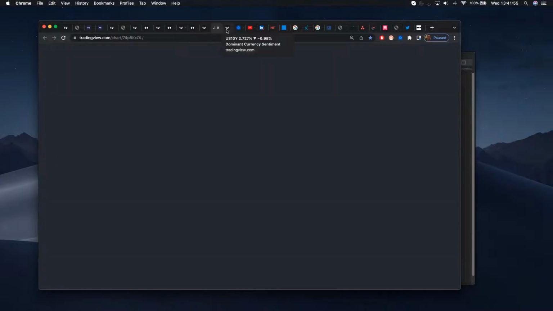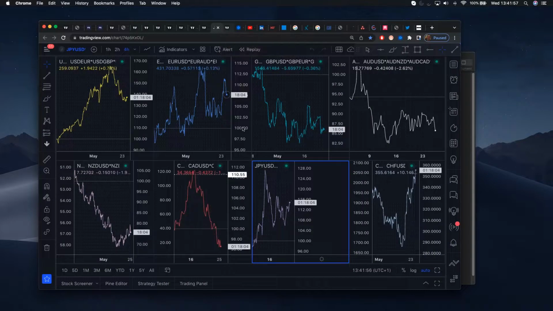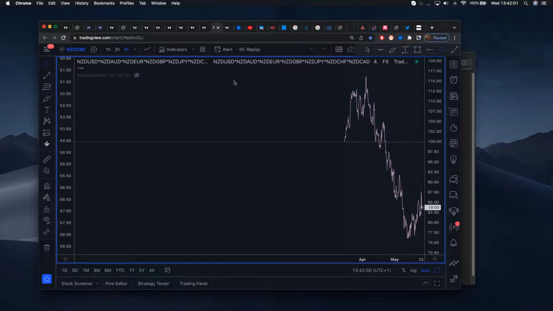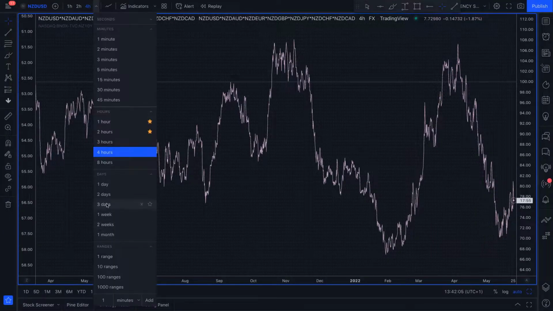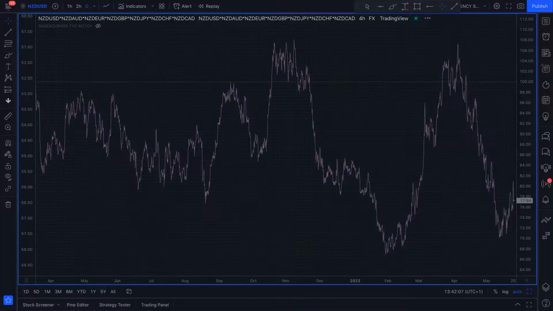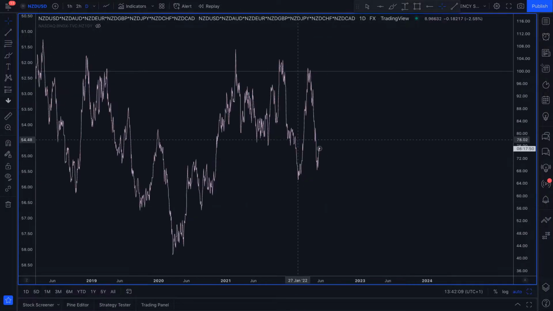Now, this is the health warning with this. Even though the RBNZ was the most hawkish central bank in November 2021, this is the basket of New Zealand dollar. Look what happened to the New Zealand dollar. Do you see the New Zealand dollar actually fell lower?